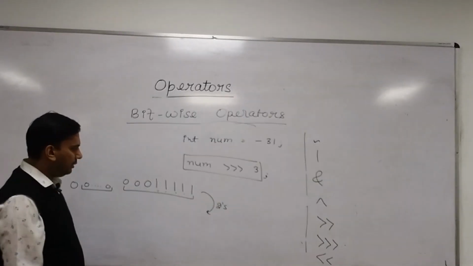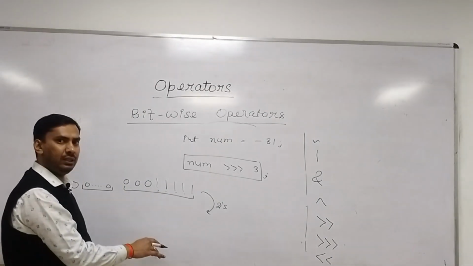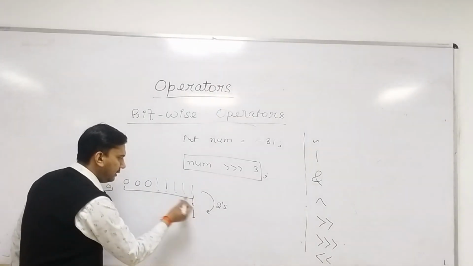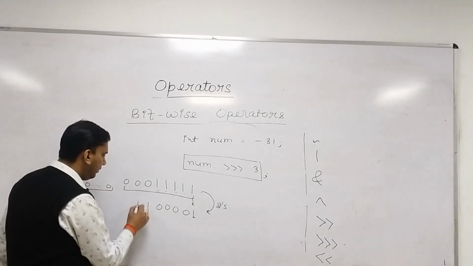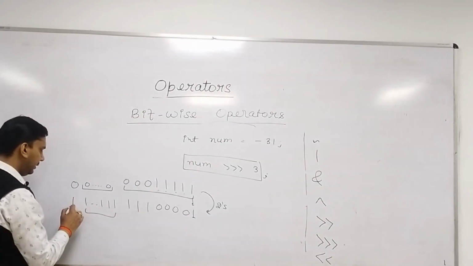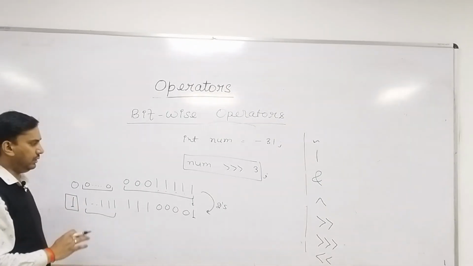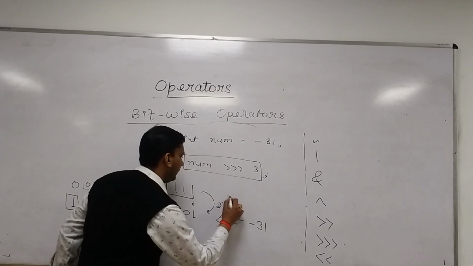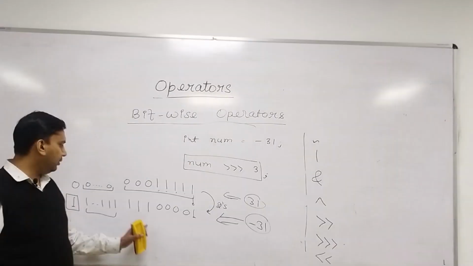The 2's complement: from right to left, write all the bits as they are up to the first one, then invert all the bits. So 1 will be written as it is, the rest of the bits are inverted: 0, 0, 0, 0, 1, 1, 1, 1, 1, 1, and then 1. So you can see this MSB has become 1, that means it is a negative number. So this is your minus 31. This was your 31. Right? So this is your minus 31.